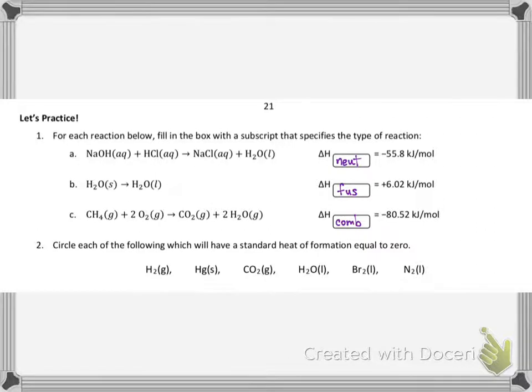Okay, the second question says, circle which of the following will have a standard heat of formation equal to 0. Well, try it. See what you think. Circle everything you think would have a standard heat of formation equal to 0, and when you're ready to check your answer, unpause the video.